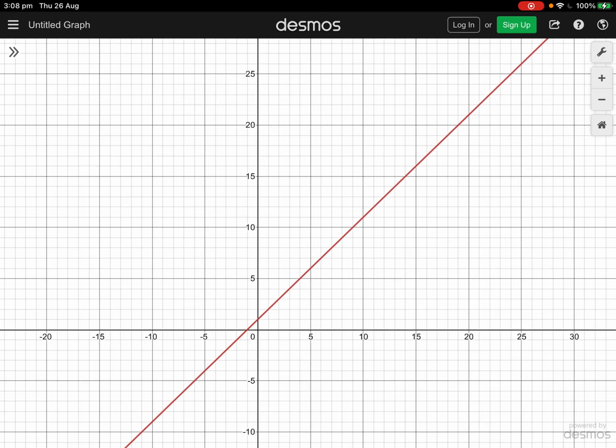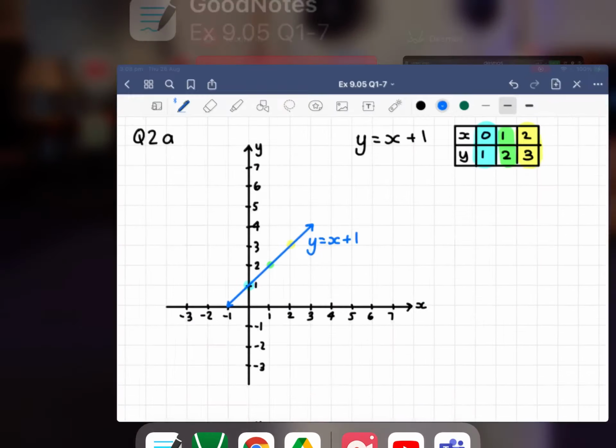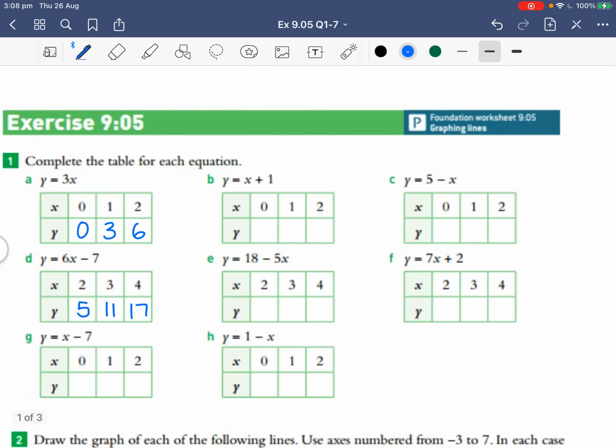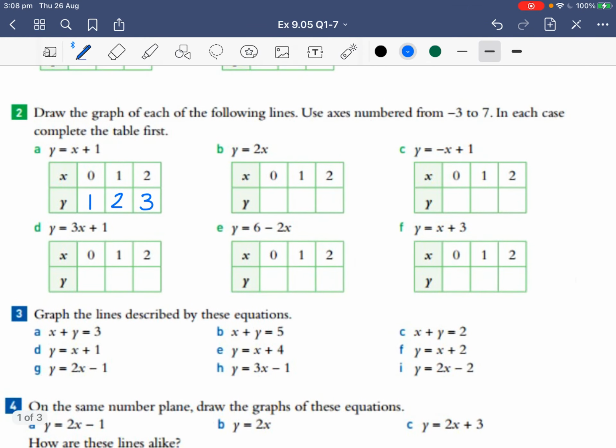And as you can see, this line goes on and on and on forever. That's why when we graph it using paper, we need to draw our arrows on it. Okay, so that's what you do for question 2.